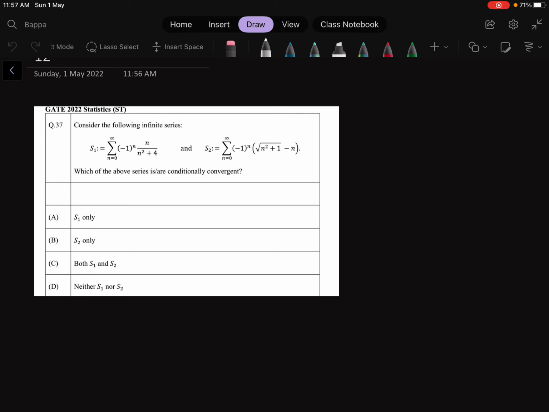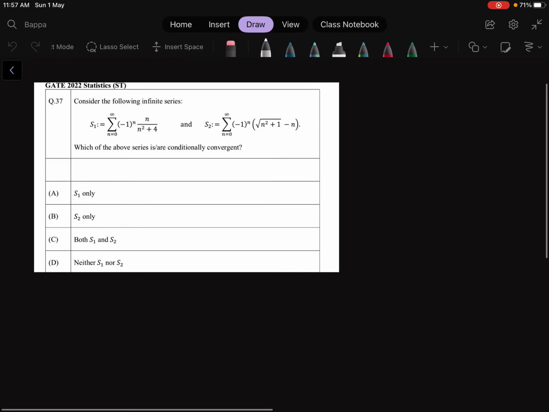So this is GATE Statistics question number 37. It's a math question which says look at the following two infinite series and say which of the following are conditionally convergent. S1 is given to be the sum from n equal to 0 to infinity of (-1)^n by (n square plus 4), and S2 is (-1)^n times root of (n square plus 1) minus n.